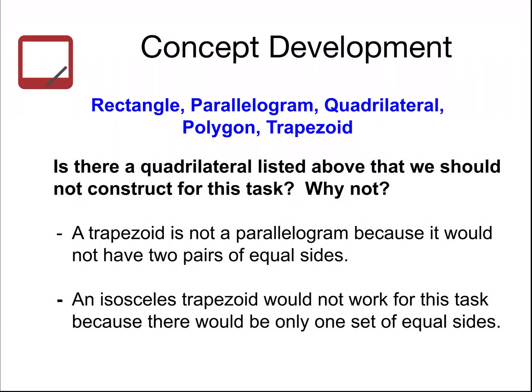So these are the two quadrilaterals, or just one trapezoid, right, that we could not have drawn in the previous task that I just gave you.